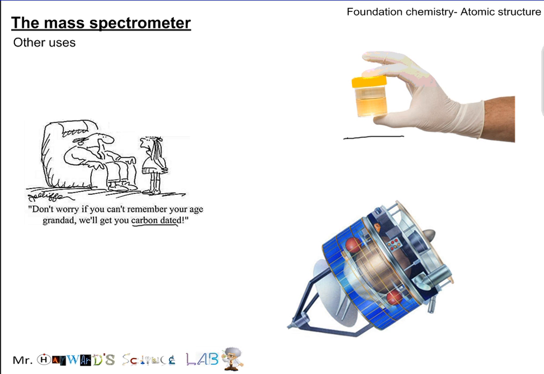And also in space, we use mass spectrometry. So we'll send satellites into space, have a mass spectrometer on there, and look at space dust or dust around different planets, or just samples of different things in space. And using a mass spectrometer, we can identify those molecules or atoms that are there.